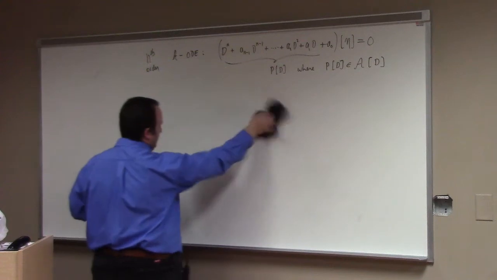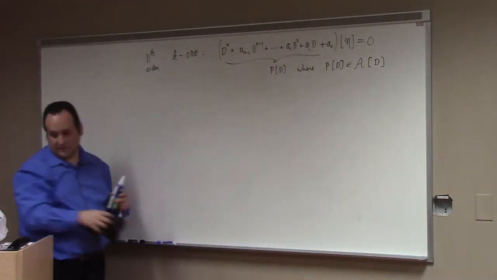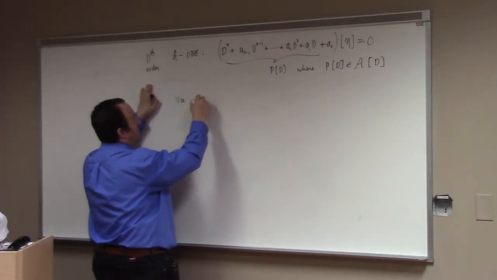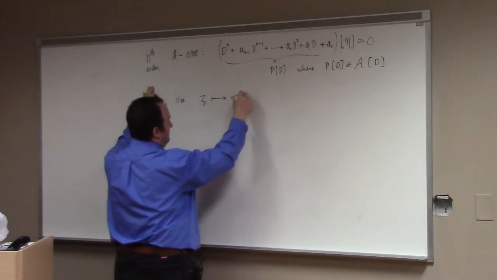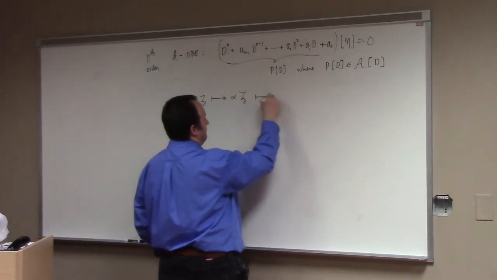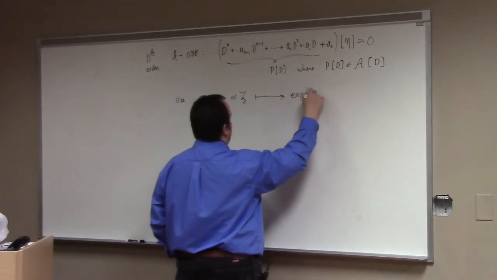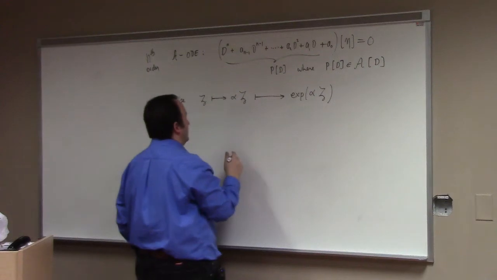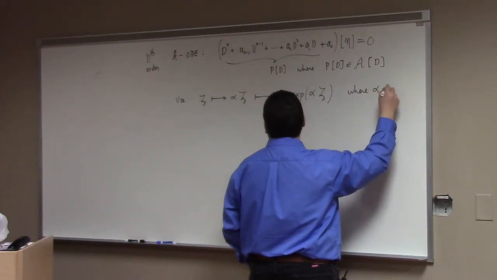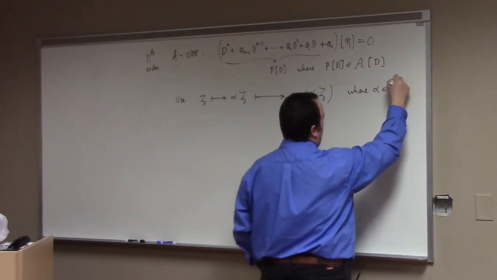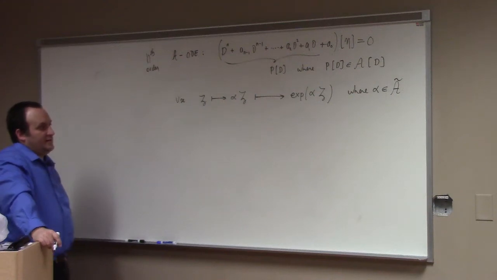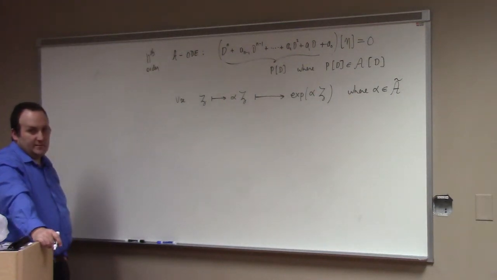Now, I then introduced the notion that we could study this with, basically, the map zeta maps to alpha zeta. And so here, it maps to exponential of alpha zeta, where alpha is an element of, I think I called it A prime, or you could call it A, I'll use tilde today, just to be weird. So this alpha is an element of an extension algebra to A, all right?